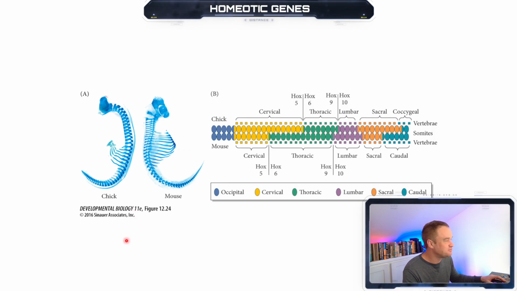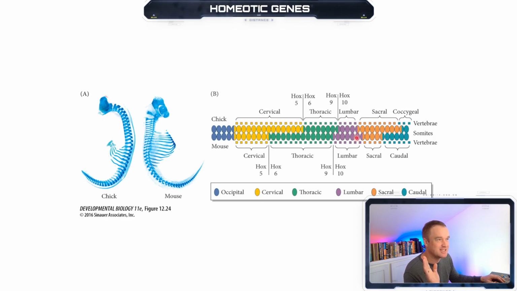So here is a schematic representation of the chick and mouse vertebrae pattern. Same thing, instead of Drosophila though, we're doing chick versus mouse. But what's interesting too is that the expression of these genes changes the type. So this is a picture of the vertebrae.